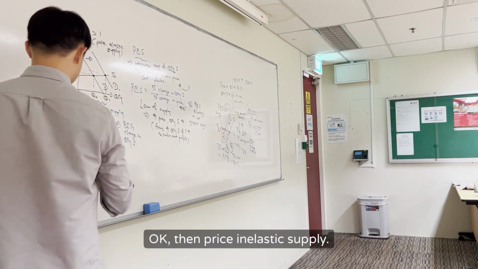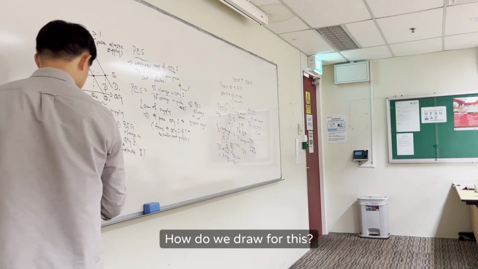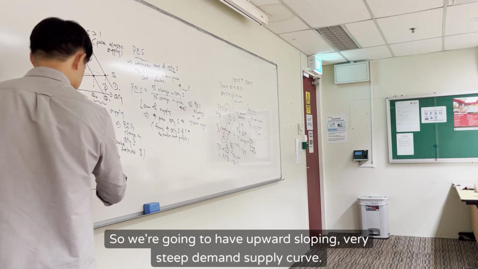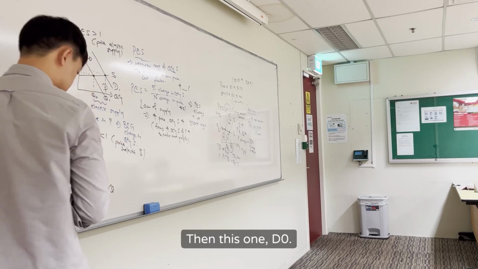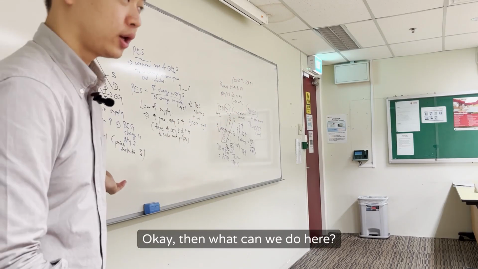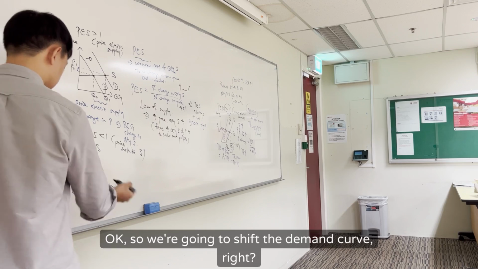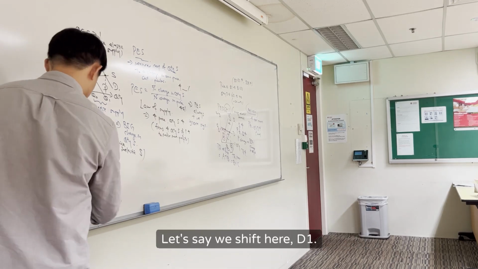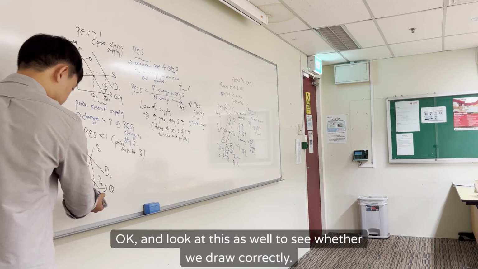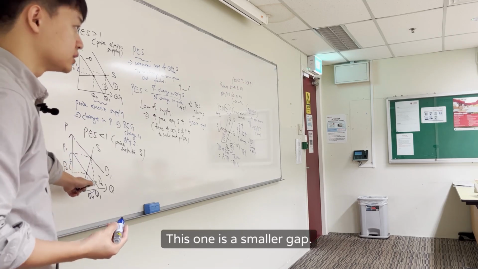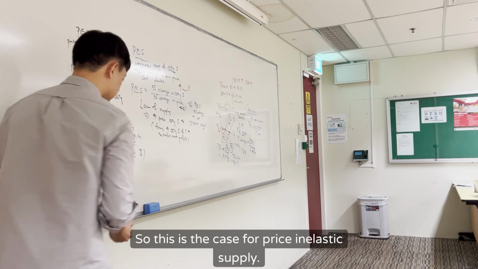Then price inelastic supply. How do we draw for this? We're going to have an upward sloping, very steep supply curve. Then what can we do here to show PES? We're going to shift the demand curve. Let's say we shift here, and look at this as well to see whether we drew correctly. So this is a bigger gap. This one is a smaller gap. So this is the case for price inelastic supply.